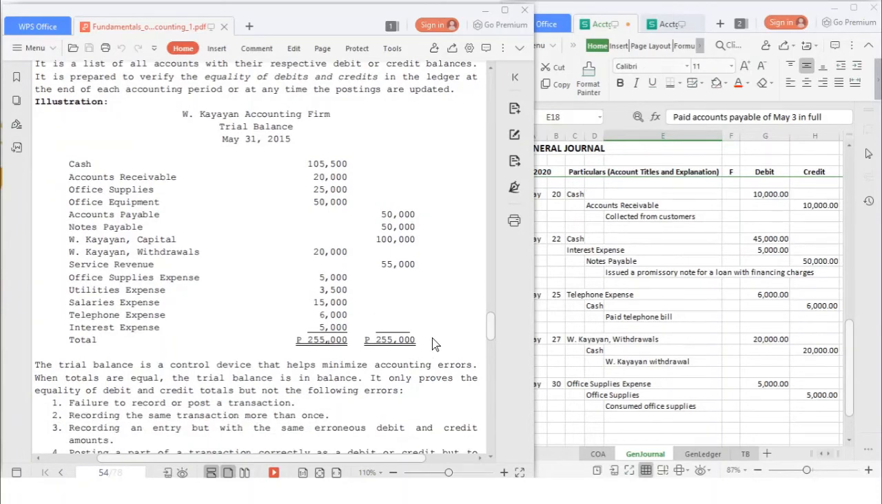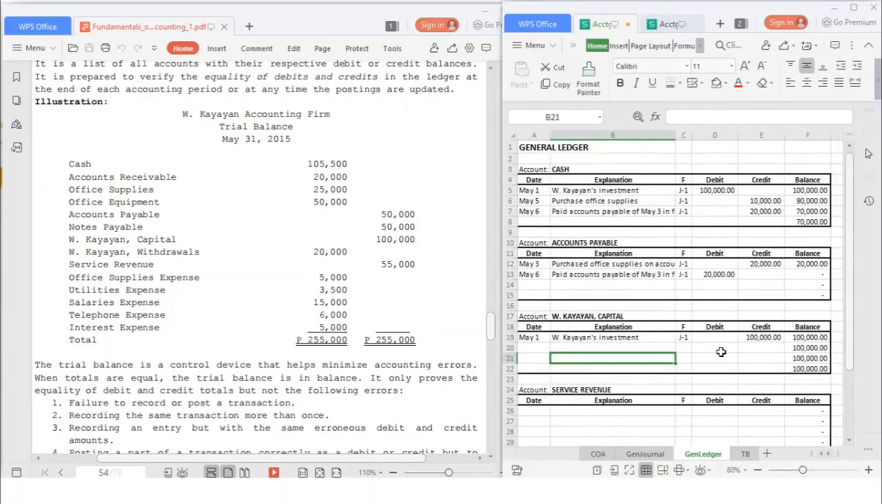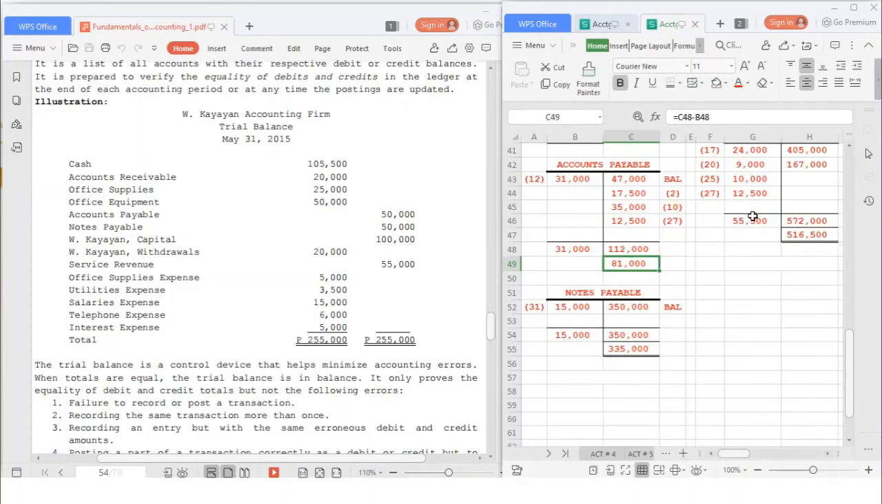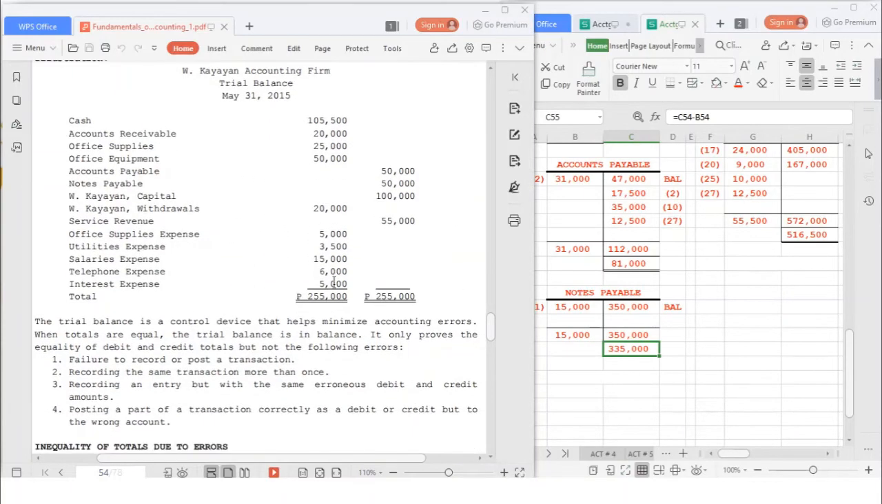Now, the amounts come from your general ledger. So, once the actual ledger is done, the final balances there are what will be reflected in your trial balance. Or in our case, using the T-account, again, as I mentioned, your final cross-footed amount is what will be reflected in your trial balance. Now, the trial balance is a control device that helps minimize accounting errors.